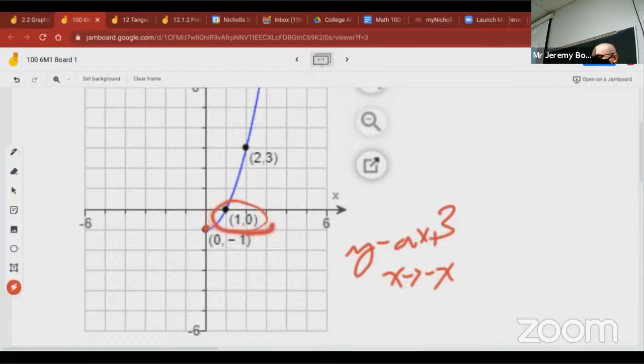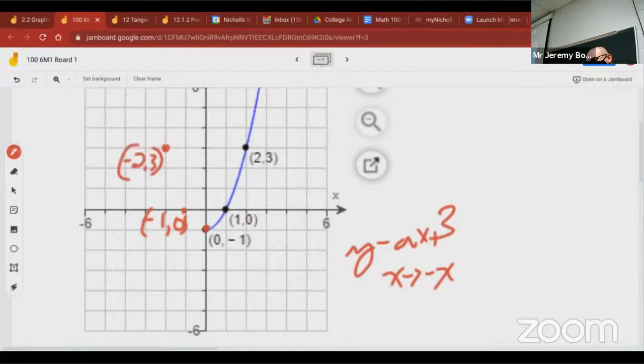If I negate the x on 1, 0, it's going to be what? You're going to change the sign on the x value, right? What's the x value there? The 1, so you're going to make it a negative 1. So we're going to have the point negative 1, 0. And then we have the point 2, 3. So that means we need to have the point on the other side as what? Negative 2, 3.